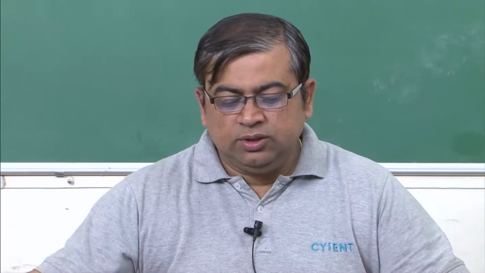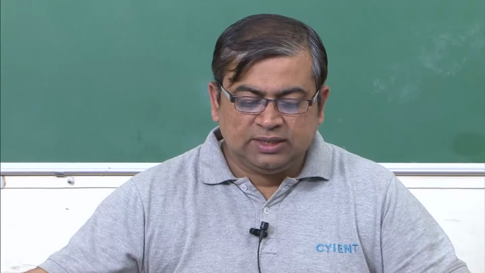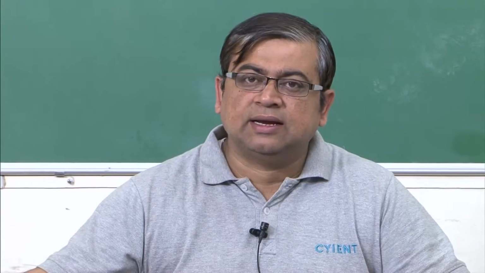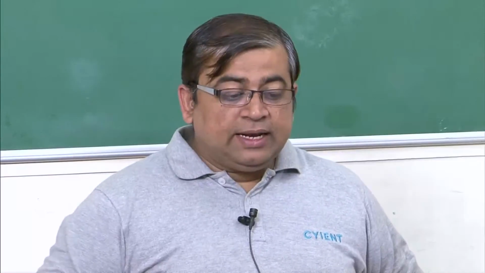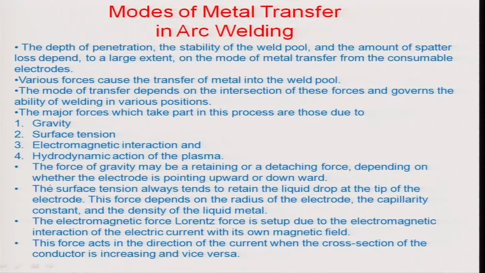Today we are switching gears a little bit and looking into the process of arc welding, particularly how the metal transfer takes place from the electrode to the weld section. If we look at the modes in which such metal transfer happens, there are a few facts we need to understand before starting. The depth of penetration, the stability of the weld pool, and the amount of spatter loss depend to a large extent on the mode of metal transfer from the consumable electrode onto the welding zone.